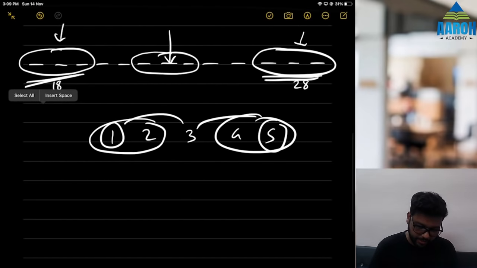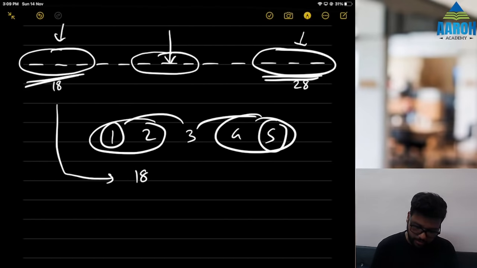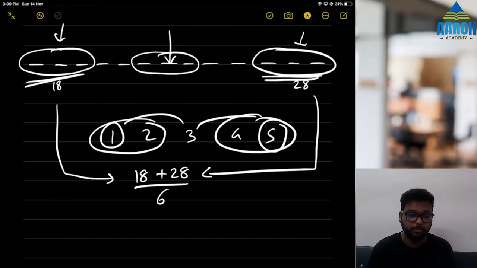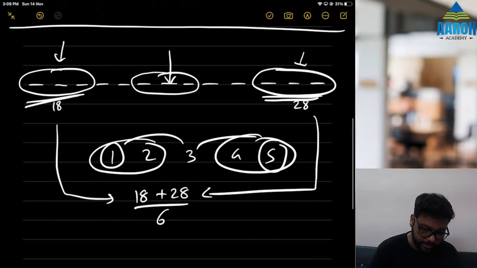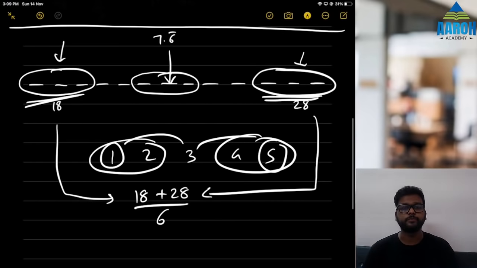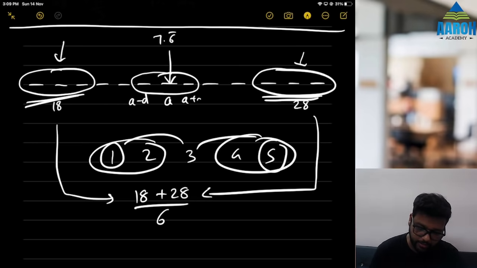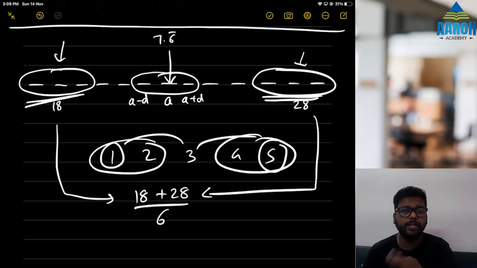Fine. So what will happen is 18 average. How will you find average? Sum, that is 18 plus 28 divided by, there are 6 terms, so (18 plus 28) by 6. That means this middle term is 7.6 recurring. Now understand, if this is a, then this is a minus d, this is a plus d. That means sum of middle three terms will be what?